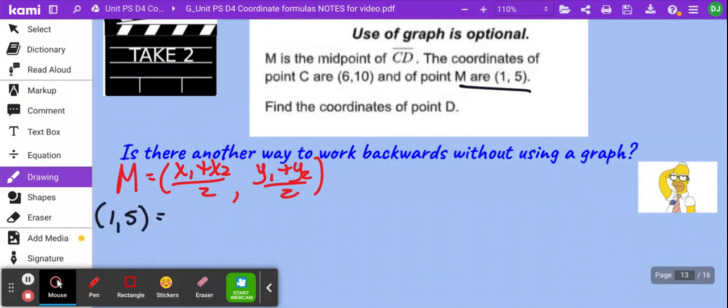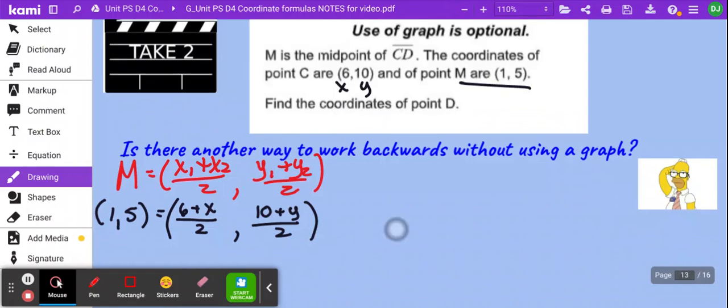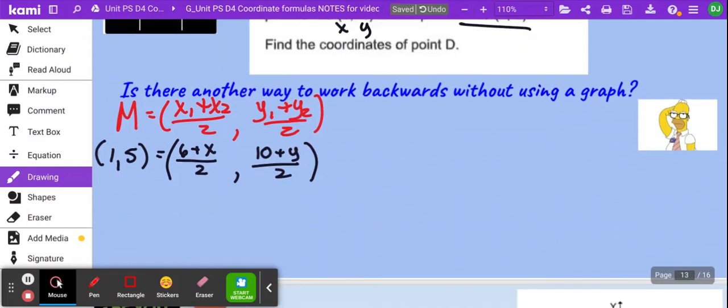Now, I also have an x and a y. I just don't have the other x and the other y. So let's take a look at what that looks like. That would be 6 plus x divided by 2, and that would be 10 plus y divided by 2. All right, so now what does this actually mean?